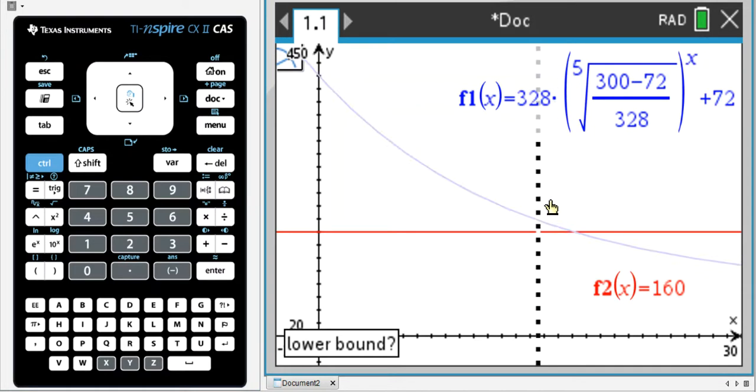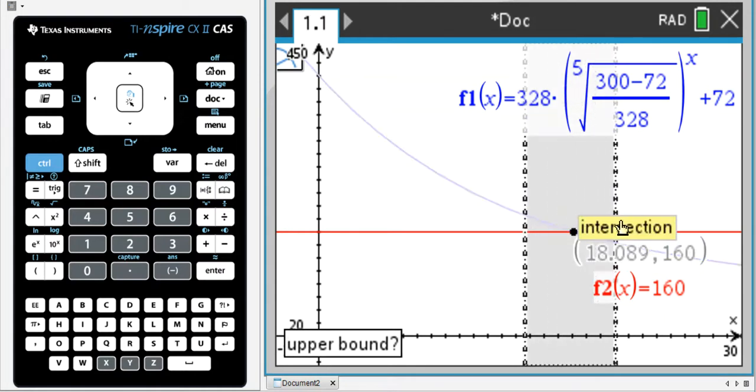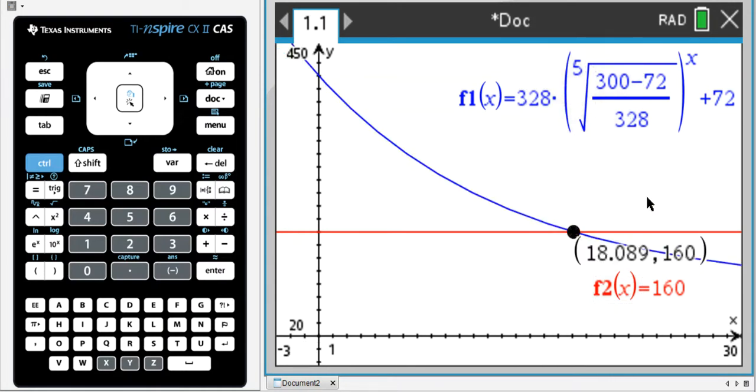With our mouse, we'll have to click a position somewhere to the left of where that intersection occurs. This gives us a lower boundary. Then drag to the right to find where the intersection occurs. We have to pick a point to the right side to identify an upper boundary. And now we have a solution. We know that at time 18.089, the temperature will be 160 degrees.